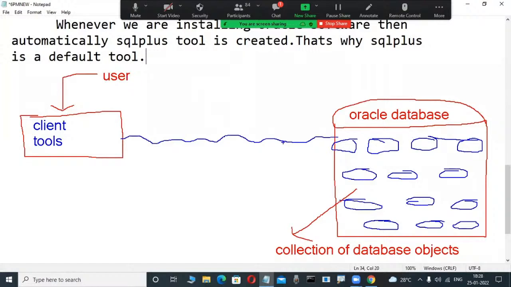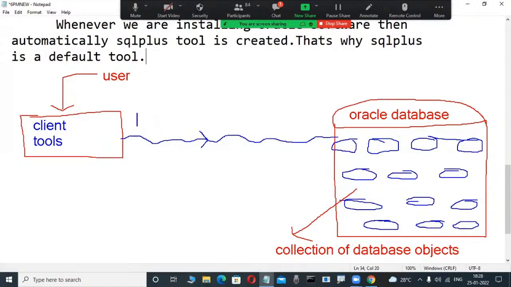Users are not interacting directly. First users open the client tool with a username and password. Through that, with that person's username and password, they connect to this database server. Once they are connected, then they perform operations on these objects by using some languages.